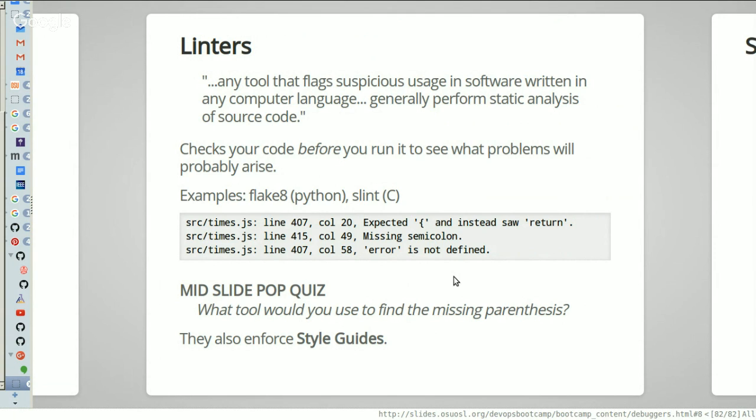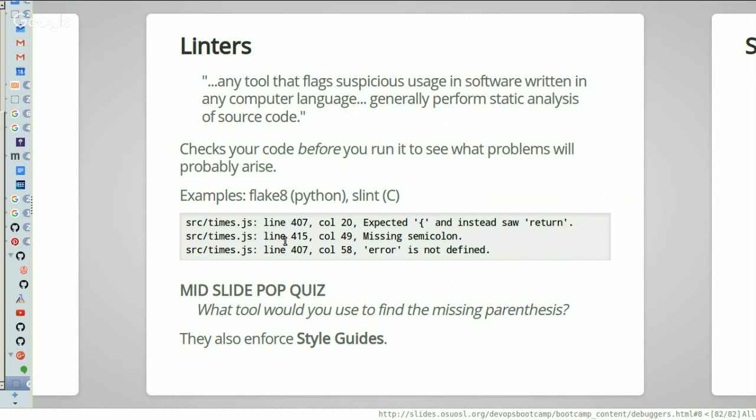The tools for this that I know of are slint for C, and Flake8 for Python, which is sort of a meta package that includes a few different linters. And this is the output of, I believe, ESLint or JSLint for JavaScript. Most linters will tell you similar things. It'll tell you, I expected to have a semicolon and instead I got a return statement, and it tells you which line it's on. So you can go to that line and figure out, based on the syntax I know for JavaScript, oh, that's what it's missing.